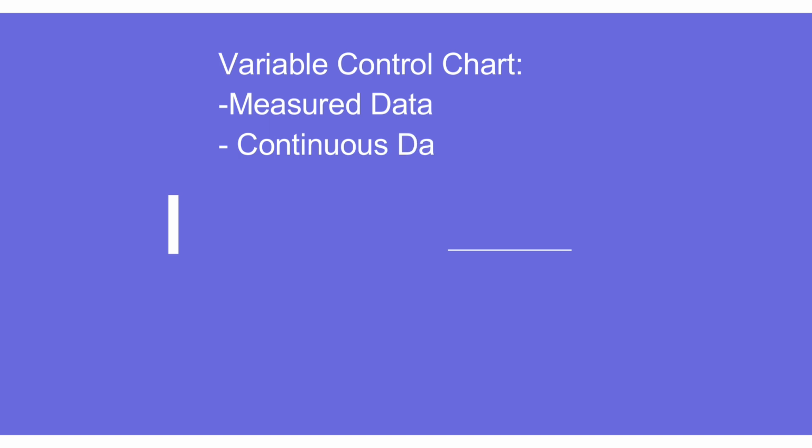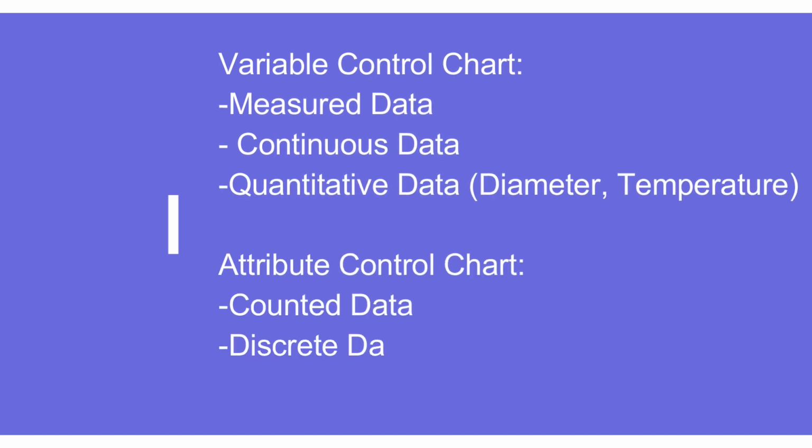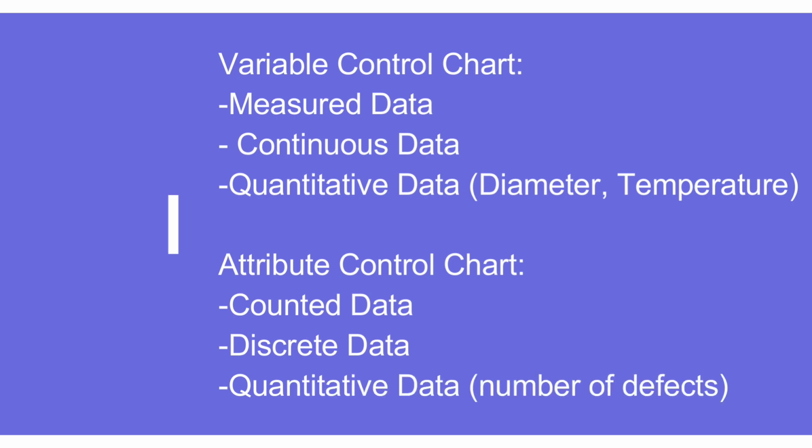So now, to talk specifically about the key differences between the variable and attribute control chart. First thing is, when we talk about variable, we are talking about the measured. When we talk about attribute, we are talking about the counted numbers. Then secondly, when we are talking about attribute control chart, we are talking about discrete data like good, not good, go, no go. But when we are talking about variable control chart, we are talking about continuous data. When we talk about variable control chart, we are talking about quantitative value.